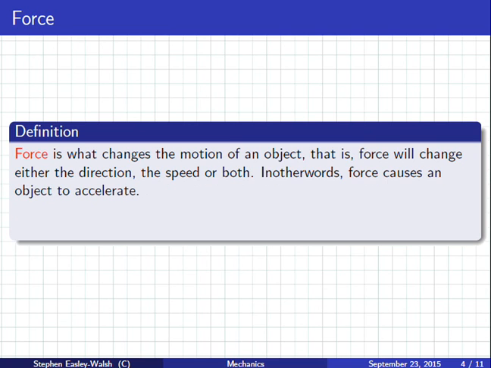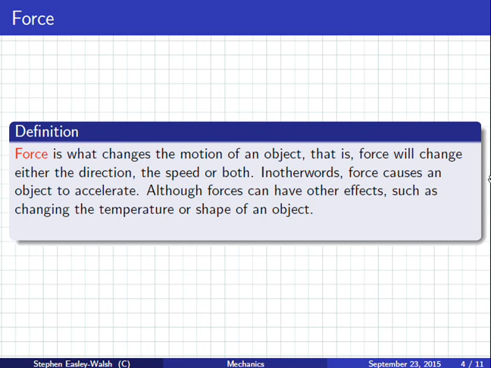So write something down, please. What did they ask for the definition of force? What did I say that?